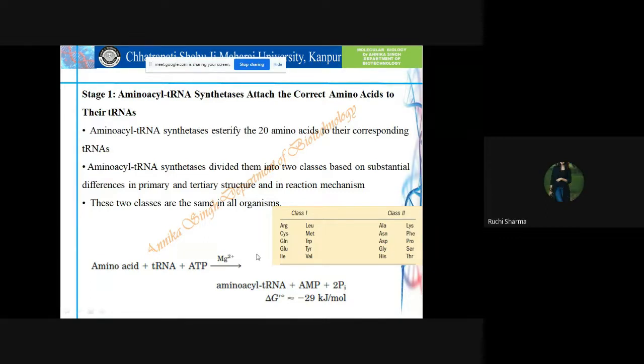Yes, ma'am. So this activation and transfer of amino acid to the transfer RNA is catalyzed by amino acyl transfer RNA synthetase, and these synthetases are highly specific for the 20 different types of amino acids. Okay, so they are classified into two classes. The overall amino acyl transfer RNA synthetases are divided into two classes, class 1 and class 2.